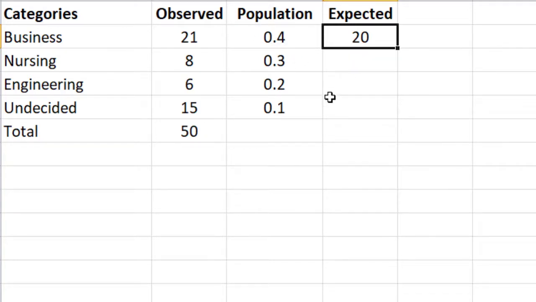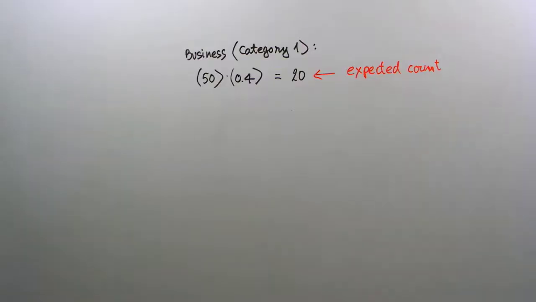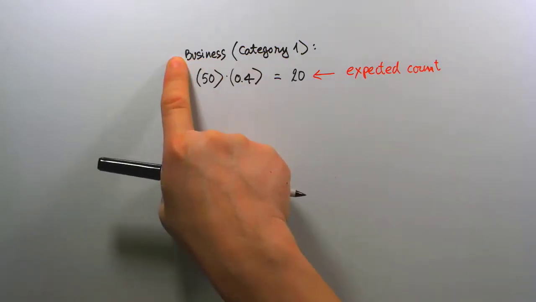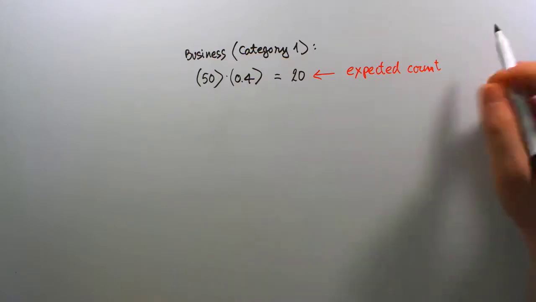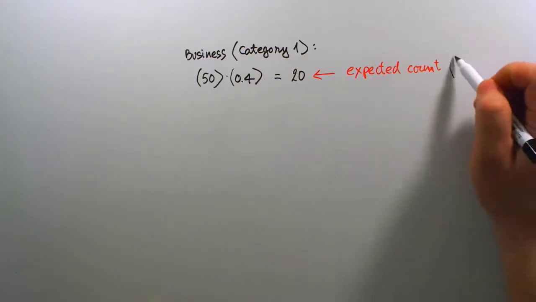Now before we move on to the next step, anyone viewing this video can start noticing that the expected count already appears to be slightly different from the observed count, because in the actual sample we already found 21 students being in business major. So this is the observed count and this is the expected count. As a further clarification, I treat business here among our categories as category 1, so this expected count is referred to as E1.